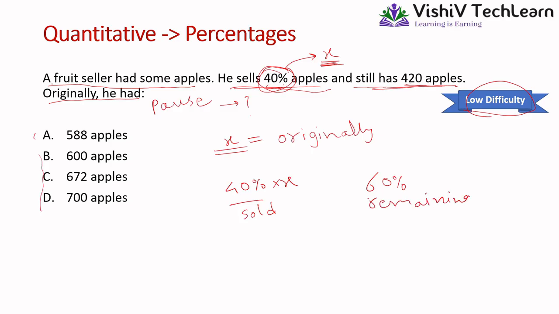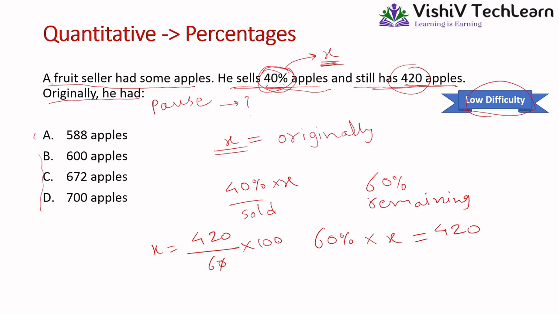Now if 60% of the apples are remaining, then 60% is linked with X, since originally he had X apples. So 60% of X is what he is remaining with, which is given as 420. Here we got the equation. So X equals 420 divided by 60 upon 100. We can simply cancel: 6 1s are 6, 6 7s are 42, and then two zeros, so the total will be 700 apples, which is option D.